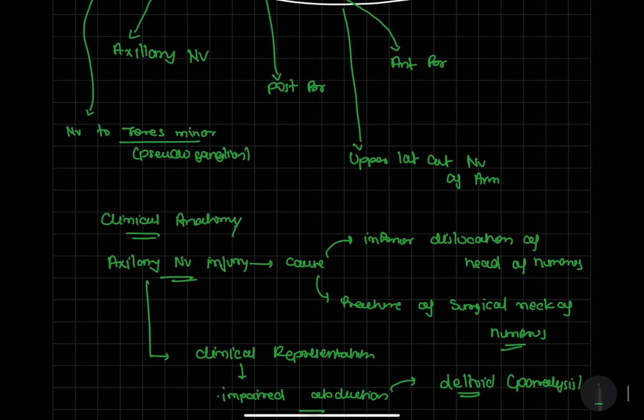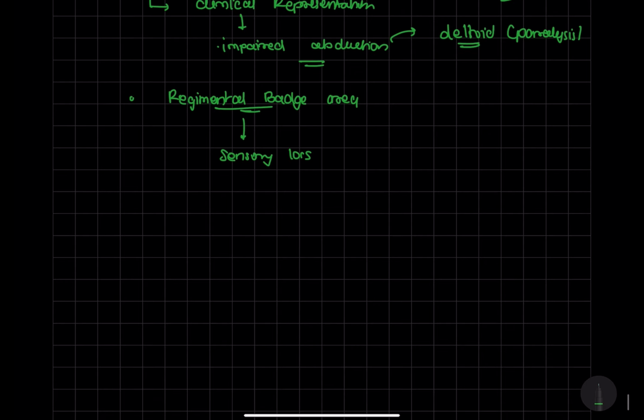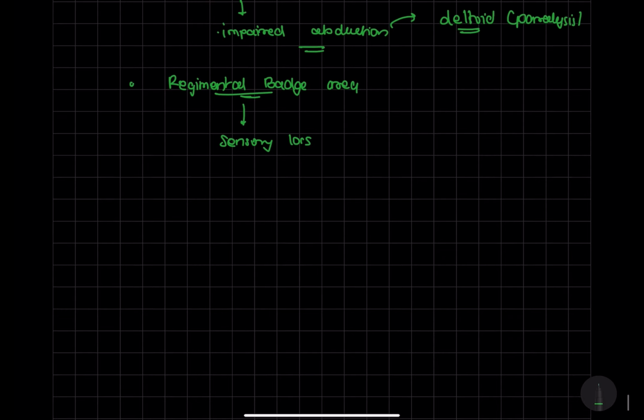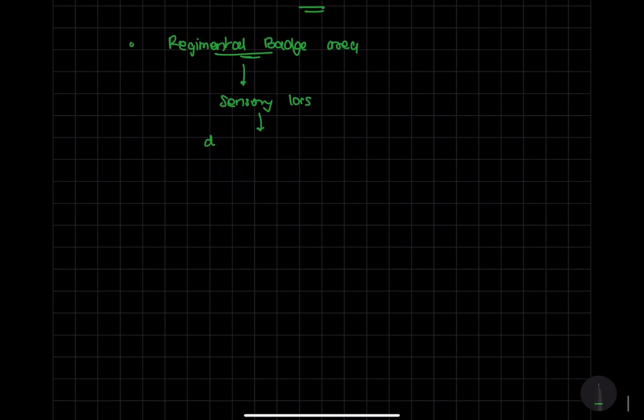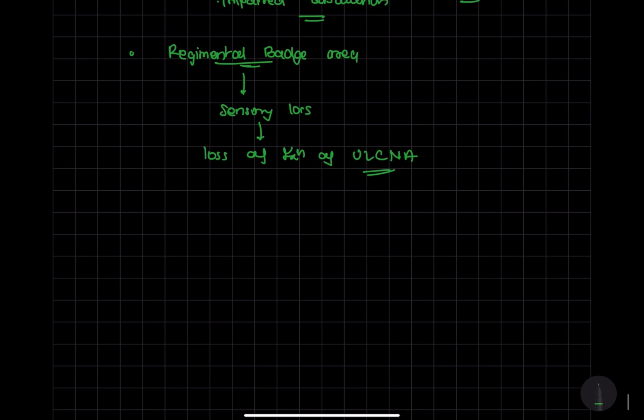So as your axillary nerve is damaged, the sensory nerve will also be affected. What is that sensory nerve? It is the upper lateral cutaneous nerve of the arm. So there is loss of function of the upper lateral cutaneous nerve of the arm. The region it supplies will have sensory loss. So where will the sensory loss be? Over the skin on the lower half of the deltoid.